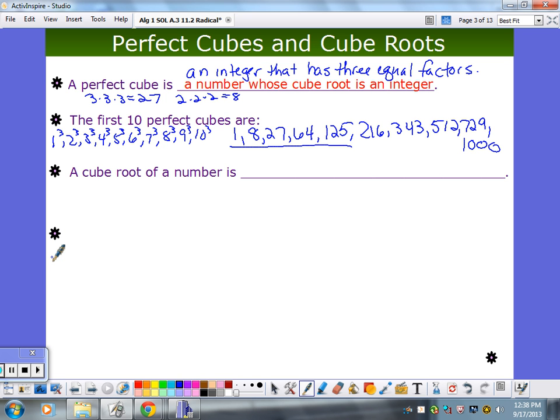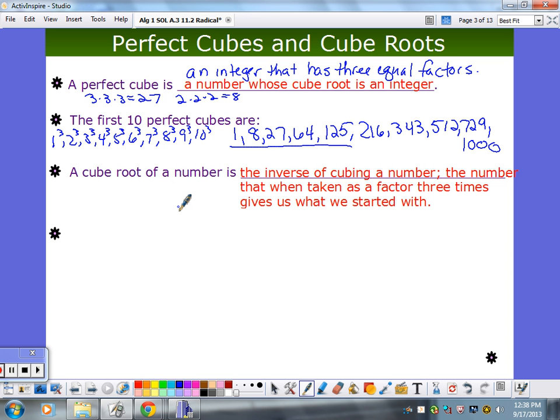All right, so let's see. What's a cube root of a number? Just like with the square root, it's the inverse or the opposite of cubing a number: the number that when taken as a factor 3 times gives us what we started with. So what's the cube root of 27? 3. Right. So let's look at some examples. Now when we write it, it's using that same little symbol that we were using with square root, except we put a 3 here to say I don't want a square root. I don't want the integer that when taken twice gives me the number. I want the number that when taken 3 times gives me the number.